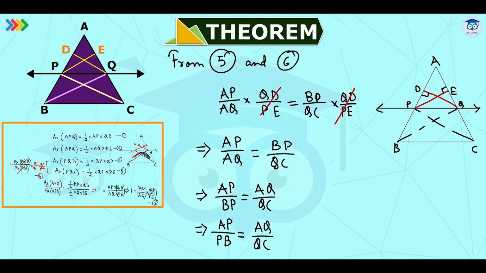Okay, so this is what we were about to prove: AP upon PB is equal to AQ upon QC. So Thales theorem says that if we draw a line passing through the two sides parallel to the third side, then this line divides the two sides into two parts, and those parts have the same ratio.